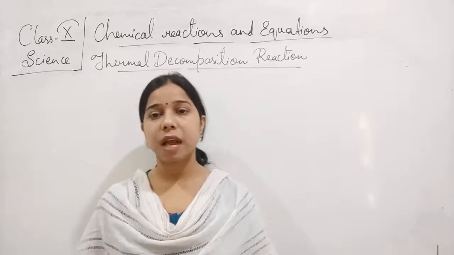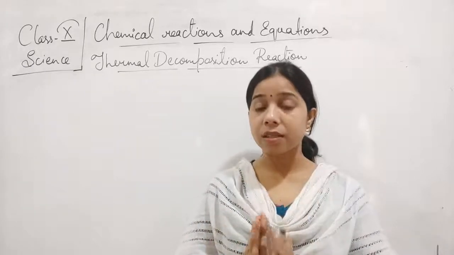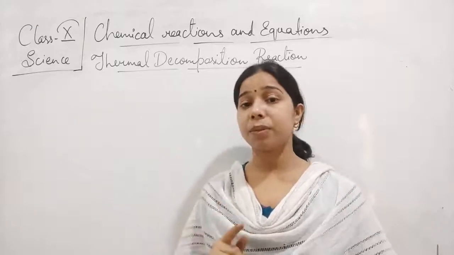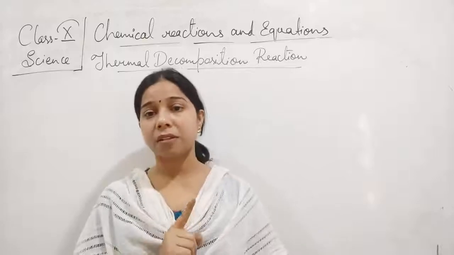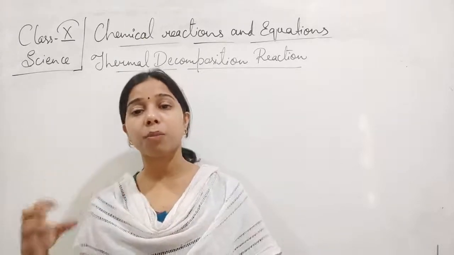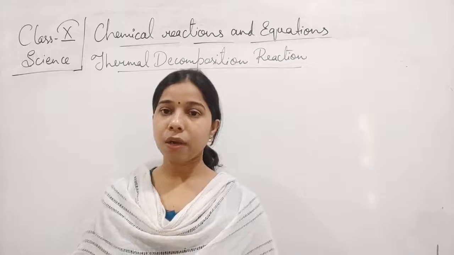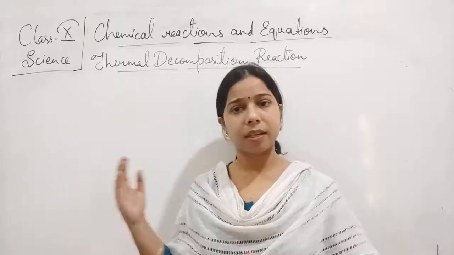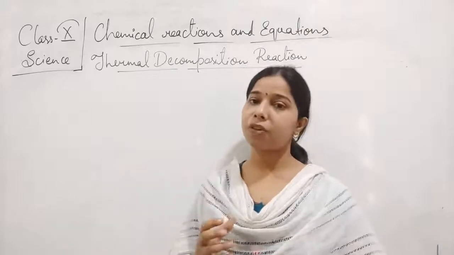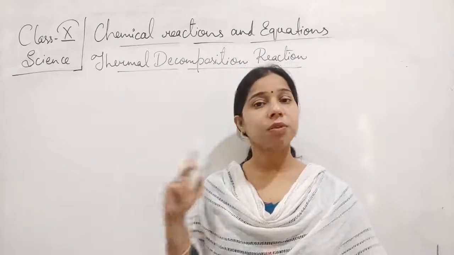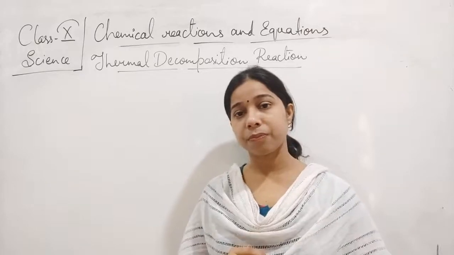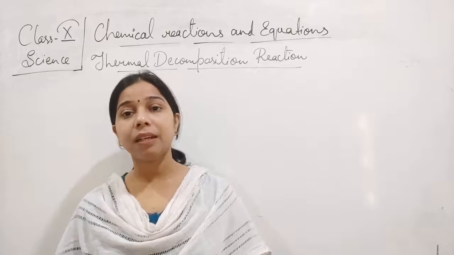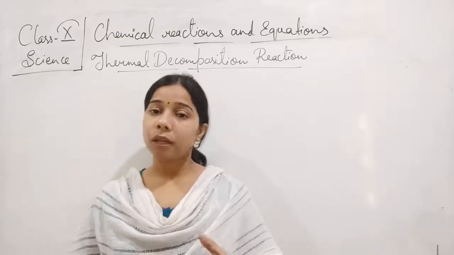In the combination reaction, two or more reactants react together to form a single product. In a decomposition reaction, a single reactant breaks into smaller or more than one product. So a big reactant gets converted into smaller ones. That is why the name itself is decomposition reaction. You can see it is just opposite to the combination reaction. Now this decomposition reaction is also divided into three types. What are the three types?